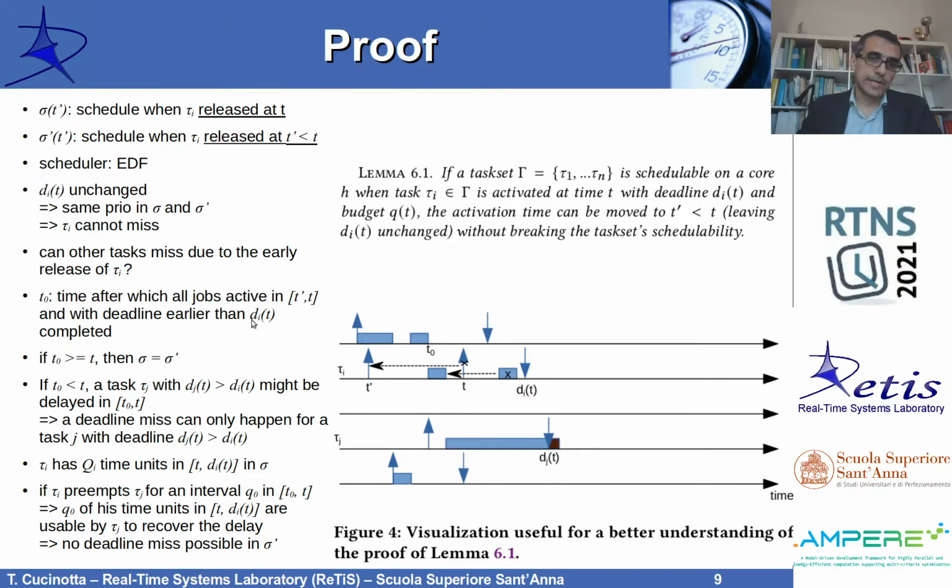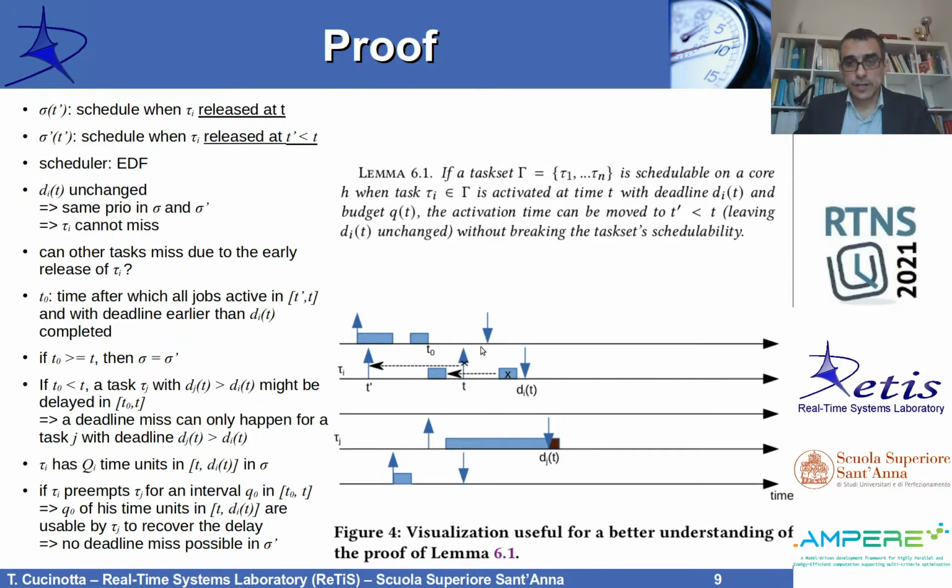To this purpose, we consider T0, which is the time after which all jobs active in the interval t prime to t, and with an earlier deadline than d_i(t), are completed. If this T0 falls after t, then there's no problem at all. All tasks have a deadline earlier than d_i, so changing the release time of tau I will not affect anything, and sigma will be equal to sigma prime.